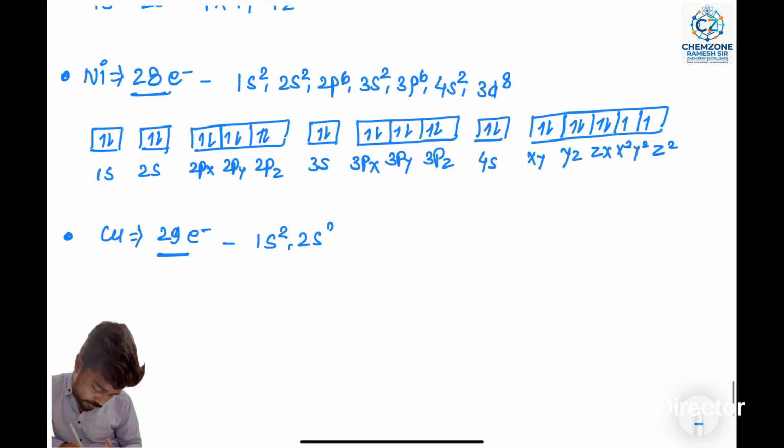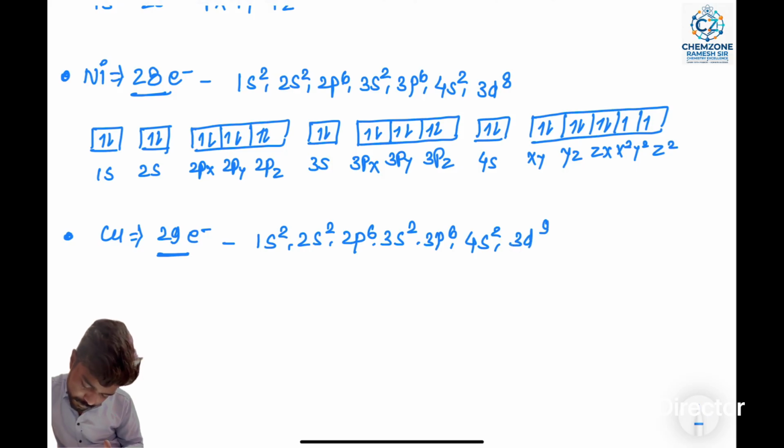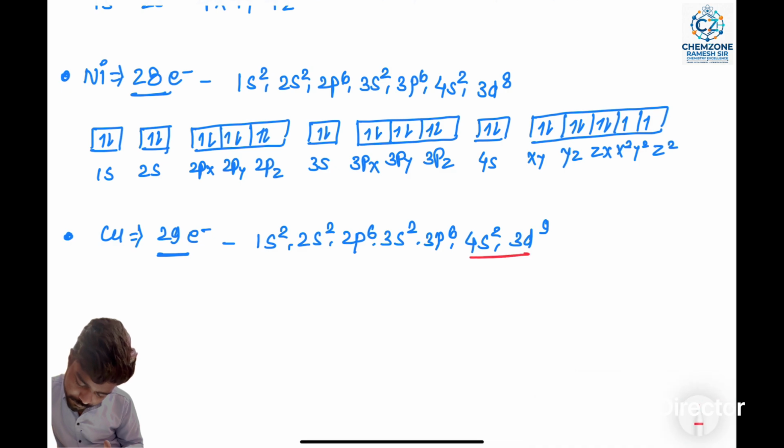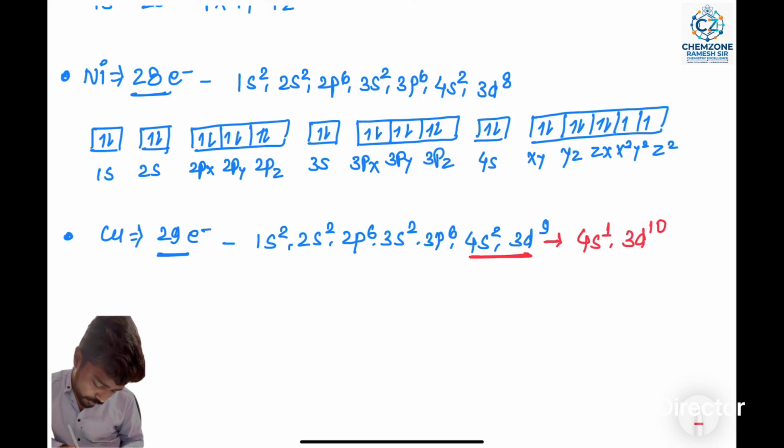1s2 2s2 2p6, nothing will change at the front; no changes for this front side of the electronic configuration. And 3p6, 4s2 and 3d9. Okay, this series will be changed. Okay, that is your normal form, but what changes is 4s1 and 3d10. In actual conditions this one applies, because that is your exceptional case.